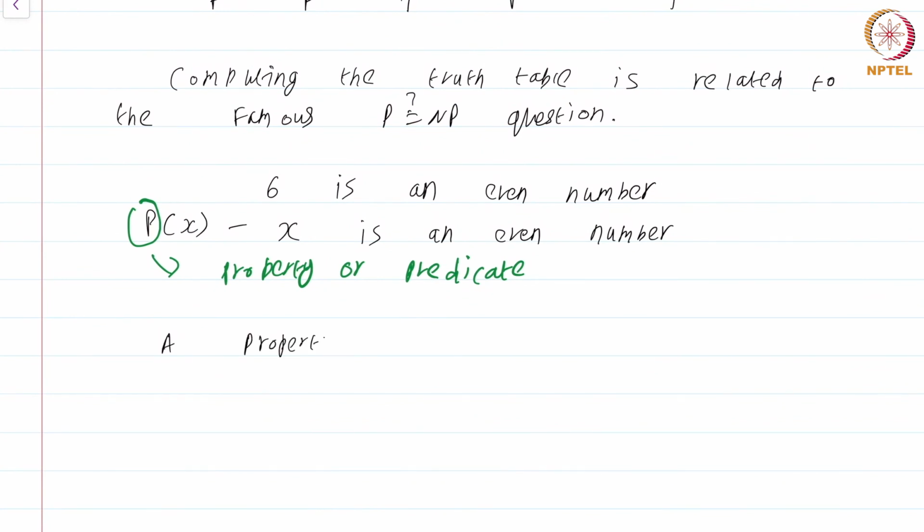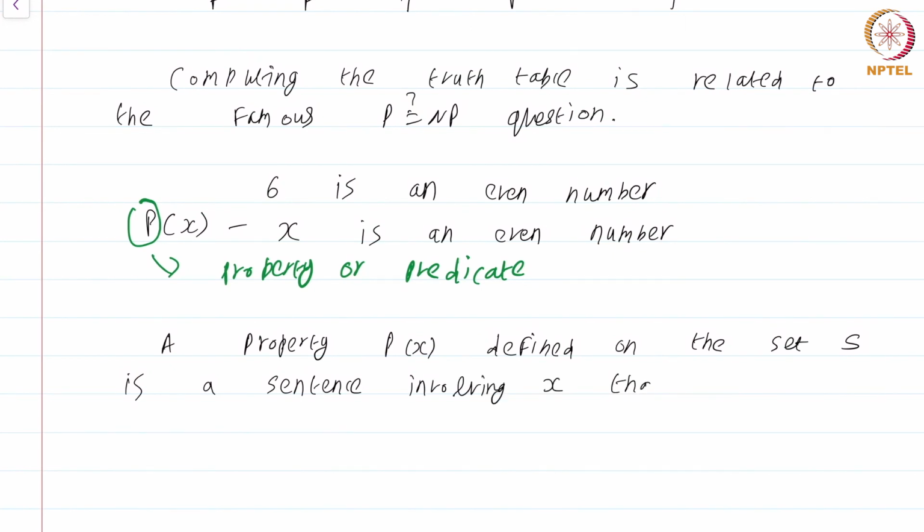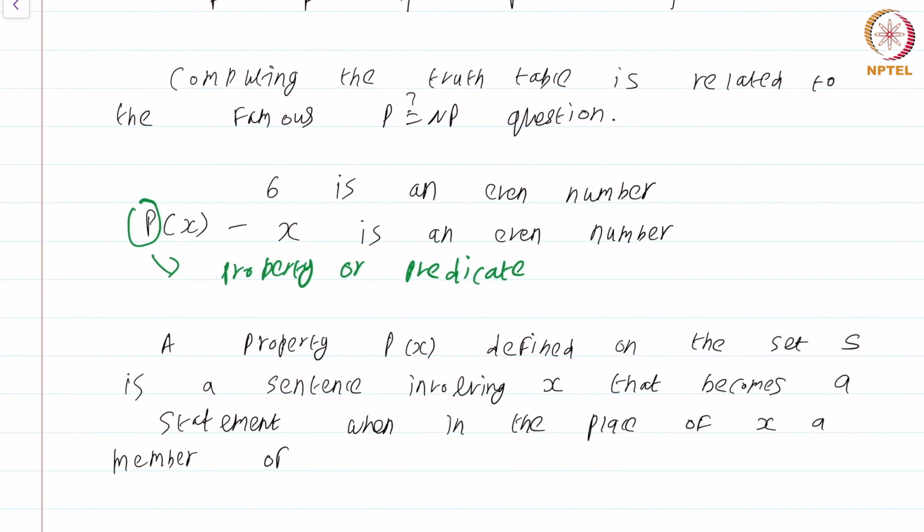P of x defined on the set S is a sentence involving x that becomes a statement when, in the place of x, a member of S is substituted.